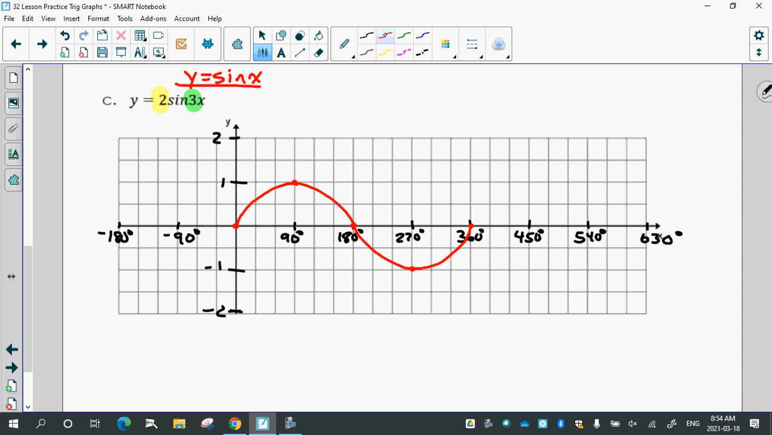Anyone think they got a word for the 2 out front? Check. Vertical stretch by a factor of 2. Yes.